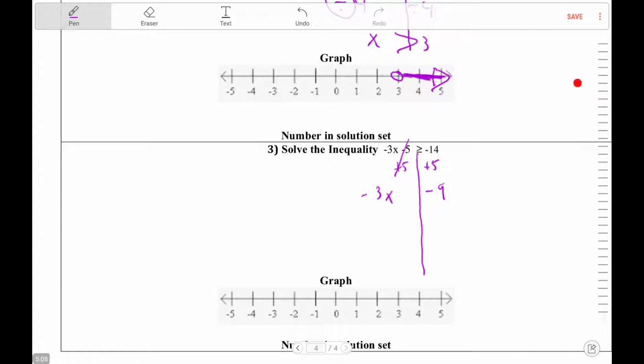What should my symbol be? Well, did I multiply or divide? No, I added. So the sign stays the same. We keep our greater than or equal to sign. Okay, one more inverse operation to go. We are going to divide by negative 3.